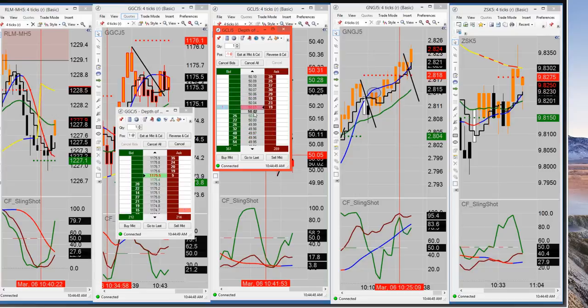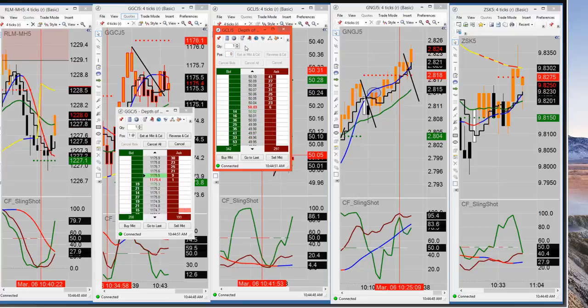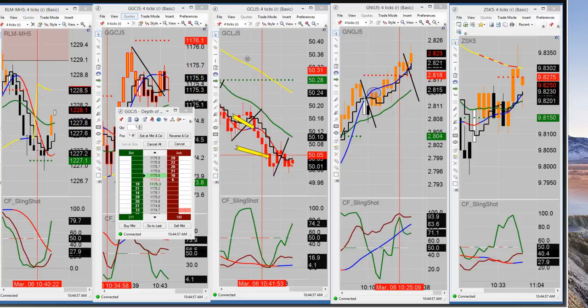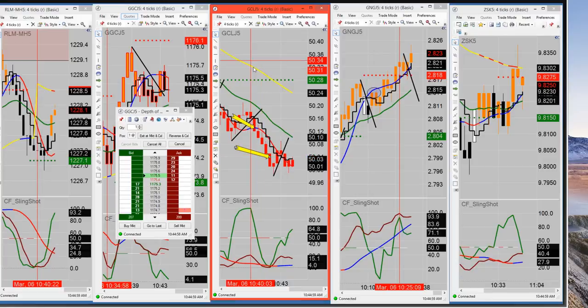Take off my original one. All right, we're out of the crude. And so now we just have, well, now we have a Russell trade setting up too. Where's the ES in its zone? I think it's right up above its zone.